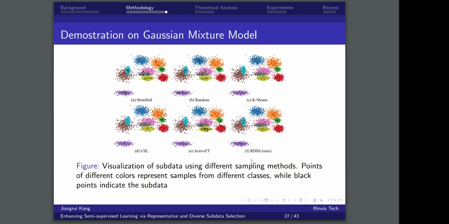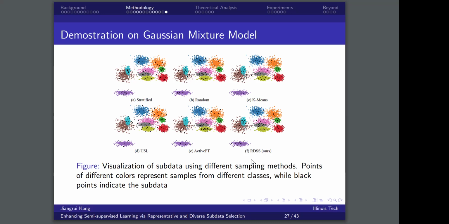So we are demonstrating our method on a Gaussian mixture model, but I think it's not working well under projection. But hopefully you can see it clearly.